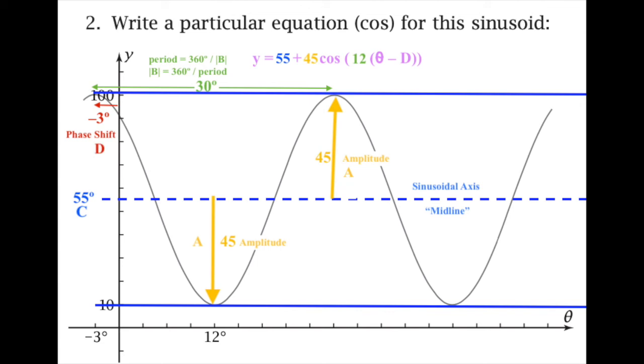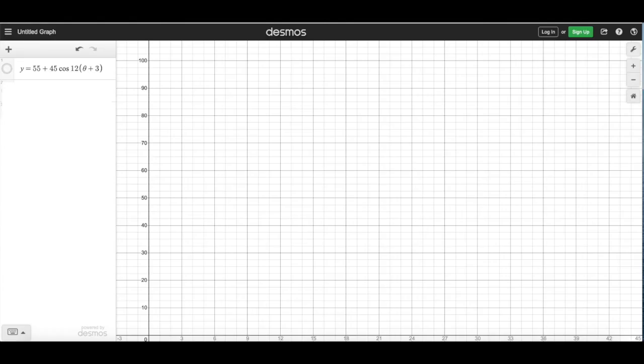D is the phase shift, which is also the horizontal translation. And you'll notice in this case, it's negative 3 degrees. It is the number D. If you put it in for D, you'll notice that it's theta minus D. So in this case, what you have to do is put the negative 3 in for D, so you now have theta minus negative 3. When you write it out, it's going to turn out to be positive. So that is the equation.